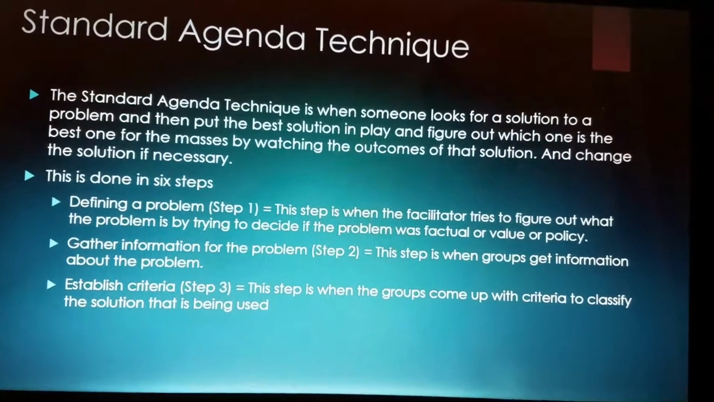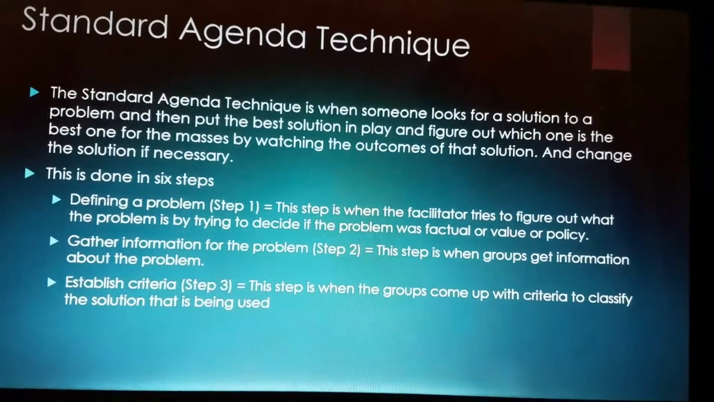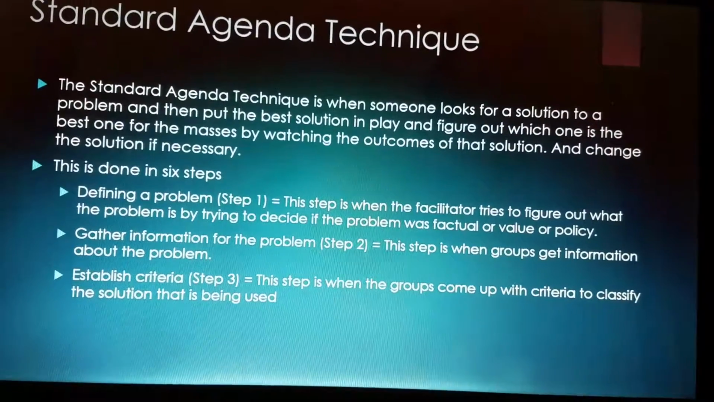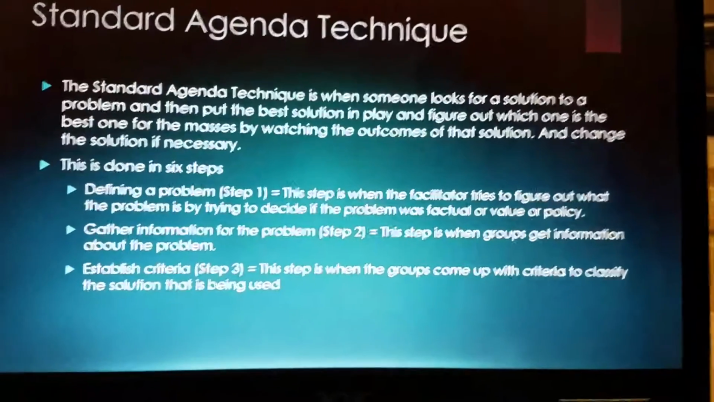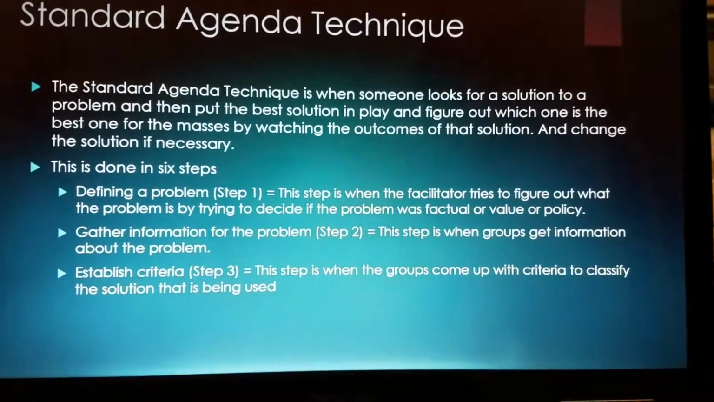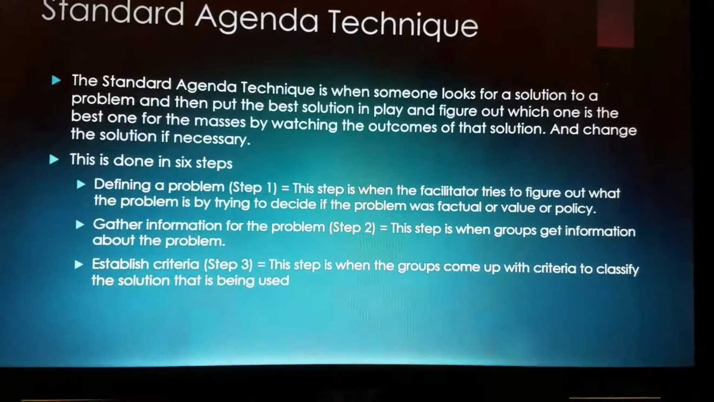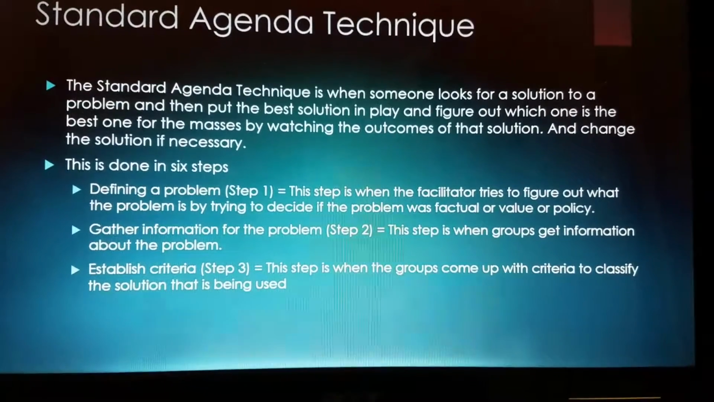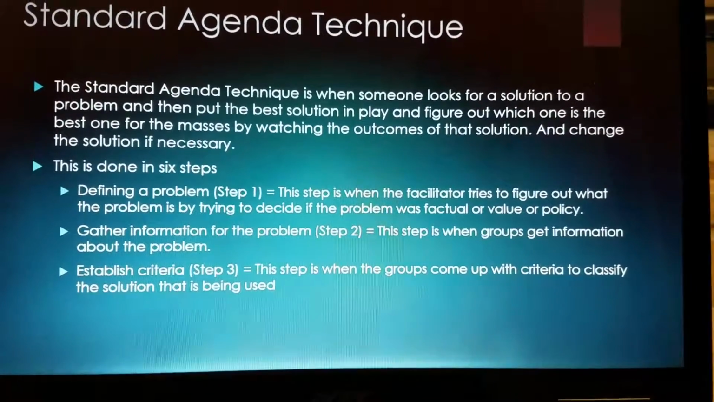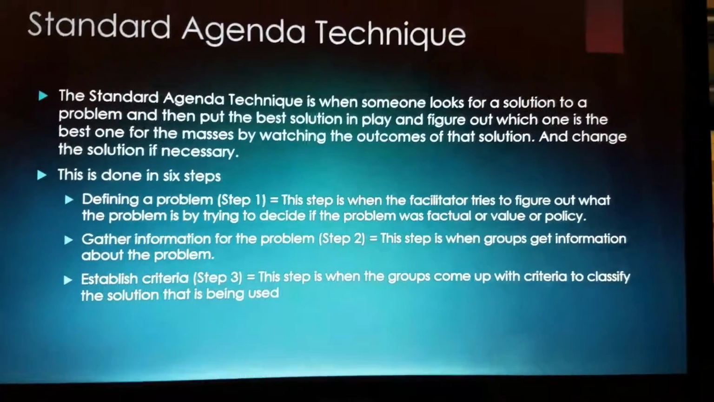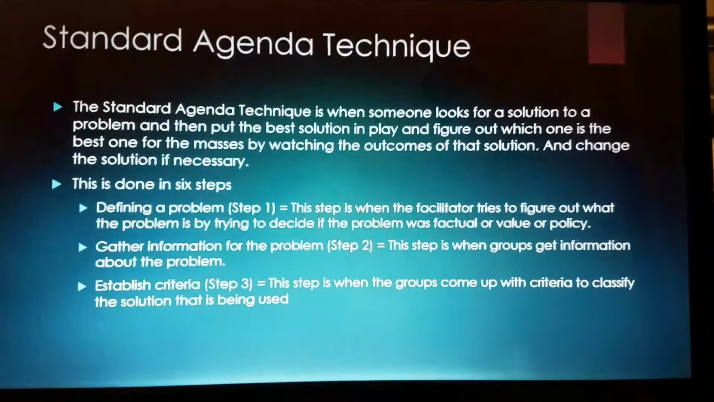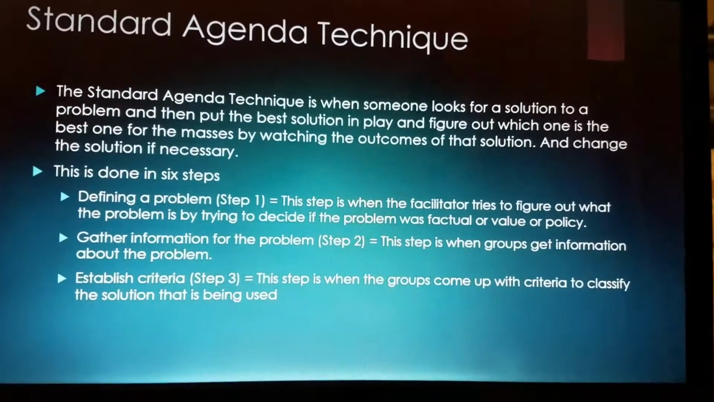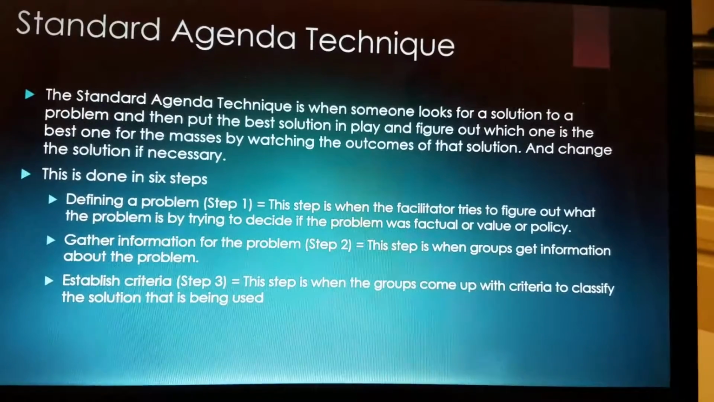The first step is to define the problem, and this is when the facilitator determines different questions on the problem and decides if the problem is factual, value, or policy. The second step is gathering information. This is when the group not affected by the problem gets information about the problem.